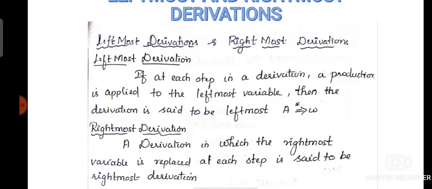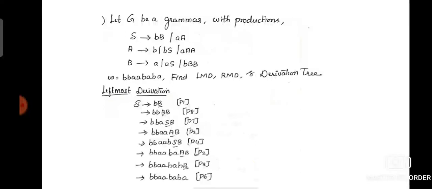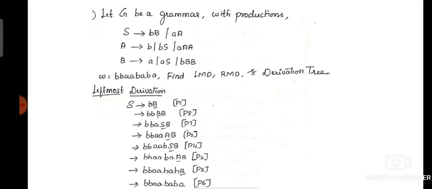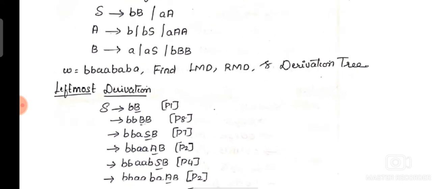rightmost derivation. Now we can see the example for leftmost and rightmost derivation, and we will be given the grammar and the string. So we have to perform the derivation for the given string in both ways, in both leftmost and rightmost derivation methods. And we can see how to perform a leftmost derivation.